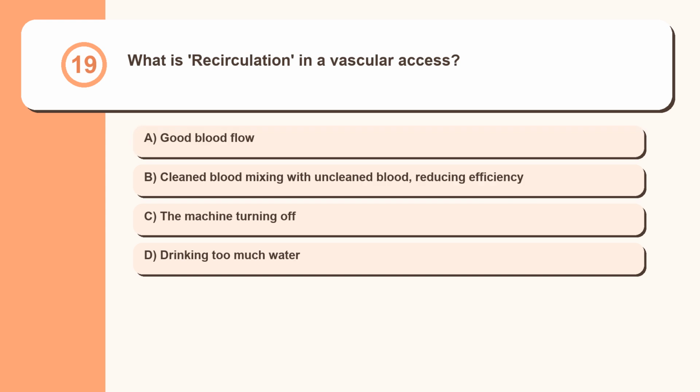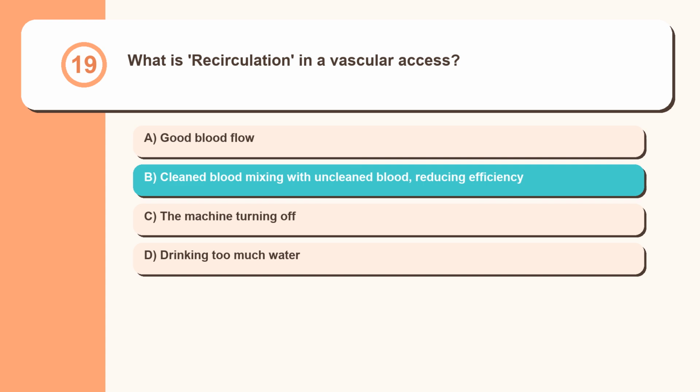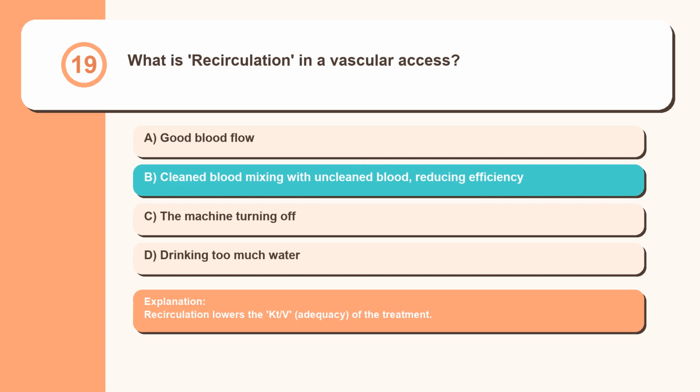Question 19. What is recirculation in a vascular access? Good blood flow. Cleaned blood mixing with uncleaned blood, reducing efficiency. The machine turning off. Drinking too much water. Recirculation lowers the Kt/V adequacy of the treatment.